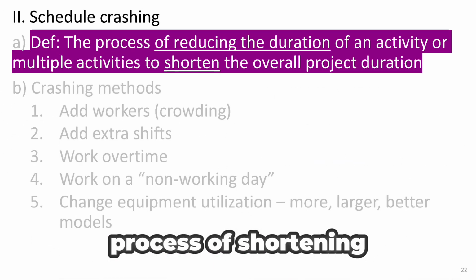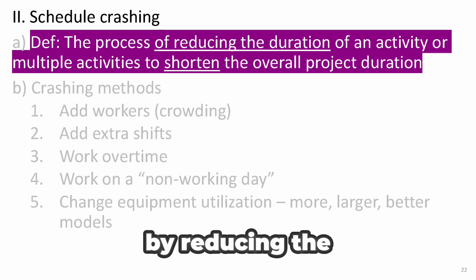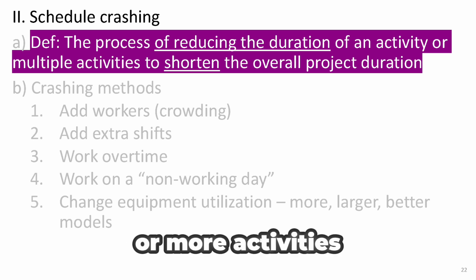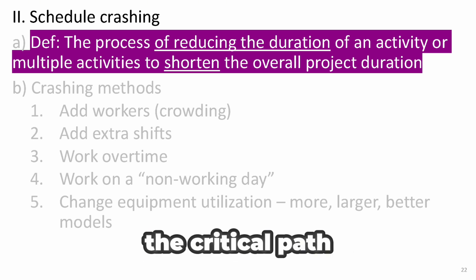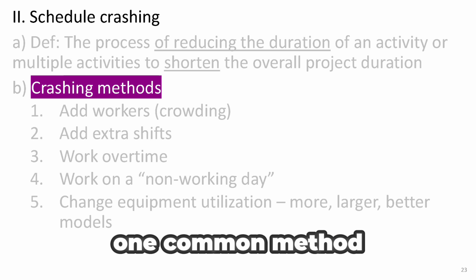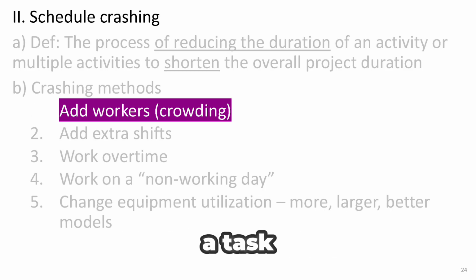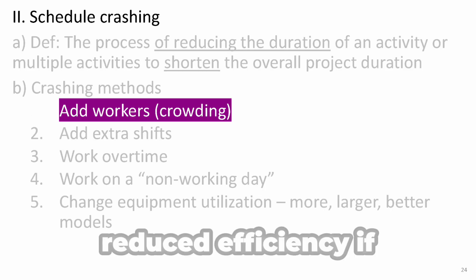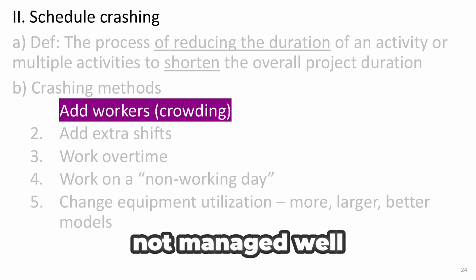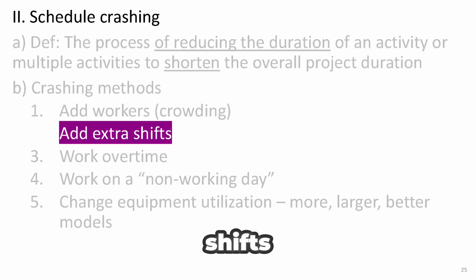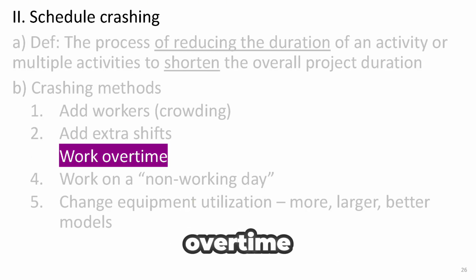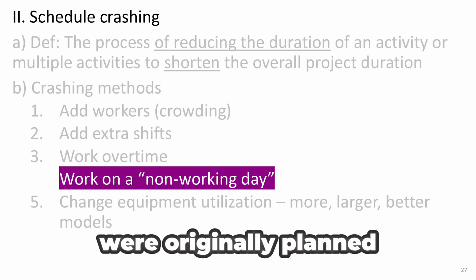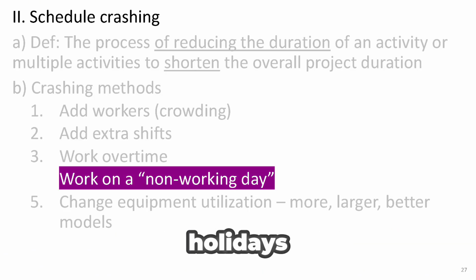Now let's talk about schedule crashing. This is the process of shortening the overall project duration by reducing the time it takes to complete one or more activities, especially those on the critical path. There are several ways to do this. One common method is to add more workers to a task. This is also known as crowding, which can cause reduced efficiency if not managed well. Another option is to introduce extra shifts or extend working hours by using overtime. In some cases, teams might even work on days that were originally planned as non-working, like weekends or holidays.